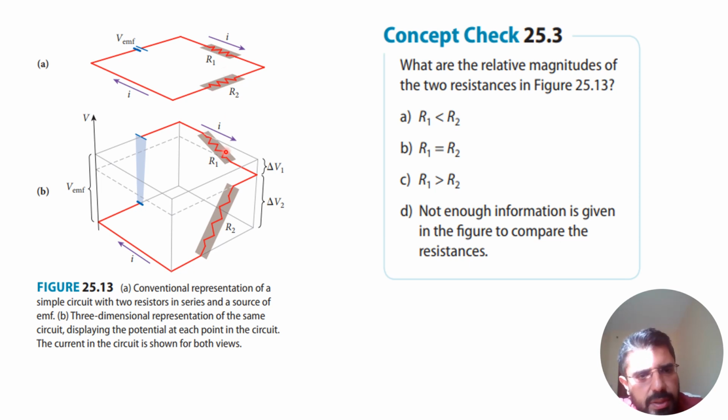When looking at this 3D representation, you can see that R1 drops the voltage just a little bit. But what about R2? Look at the drop, how big it is. So we can deduce that A is the correct answer, where R2 is bigger than R1. Because the drop, look at the value here: the value of the drop on R2 is more significant than the one represented by R1.